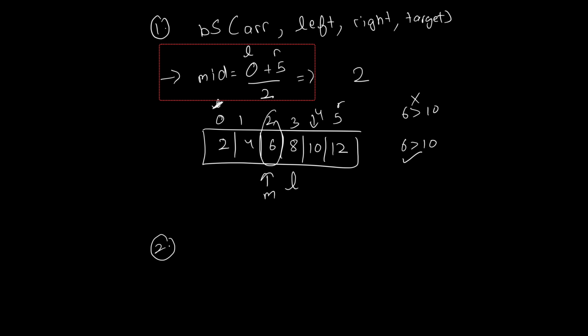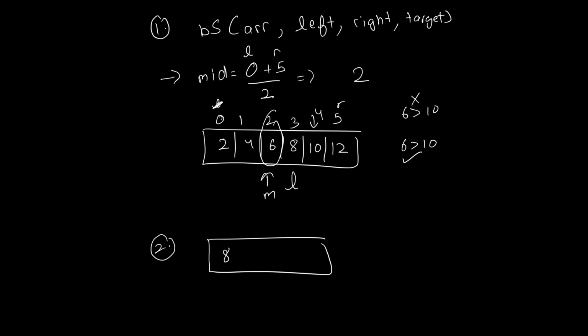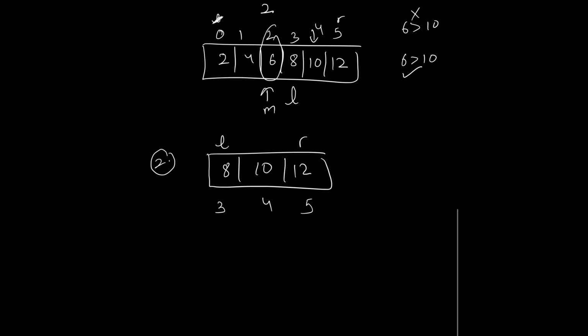In the second call, my array should look something like 8, 10, 12, and the indexes would be 3, 4, 5. Left is here, right is here. Again, I calculate my mid. Mid equals 3 plus 5 divided by 2, which is 8 divided by 2, so 4. My mid is here.